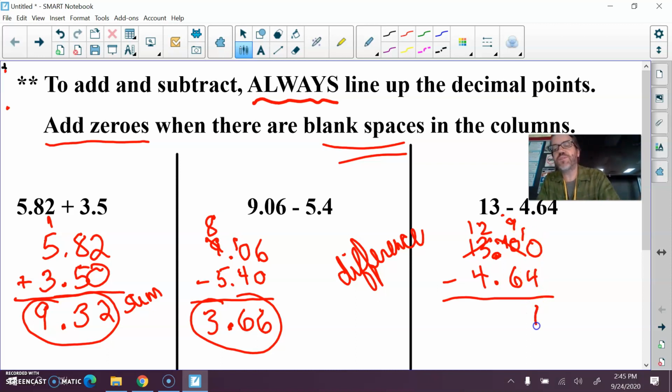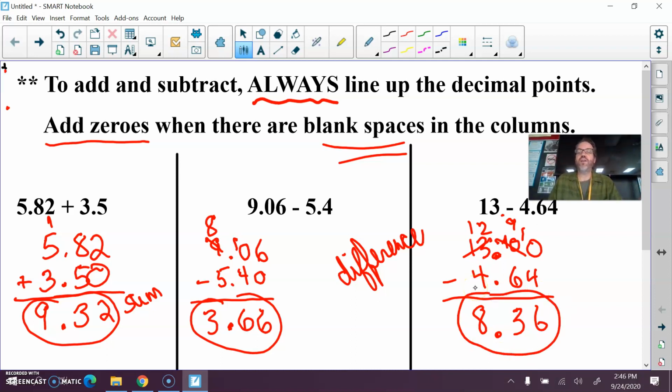10 minus 4 is 6. 9 minus 6 is 3. Here is my decimal point. And then 12 minus 4, we can do that as one problem. 12 minus 4 is 8. And I get a difference of 8.36. If you add that to 4.64, it does total 13.00, or just 13. Okay, easy peasy, piece of cake, right?